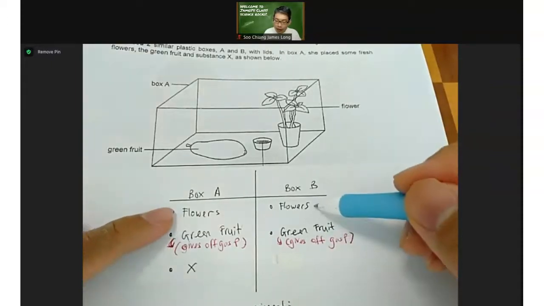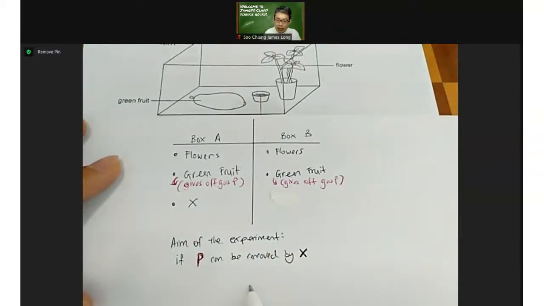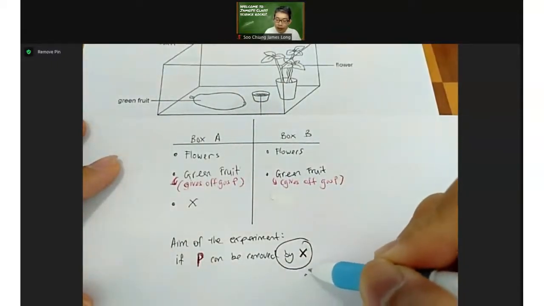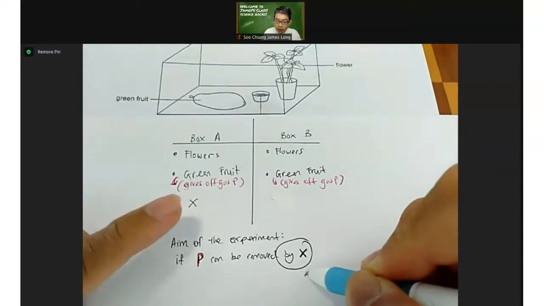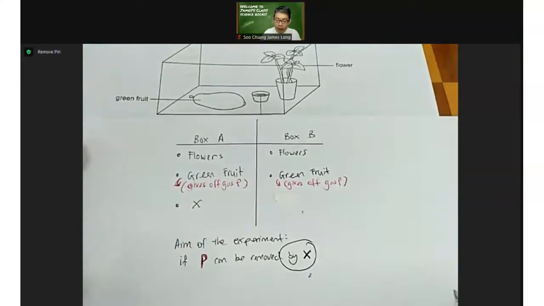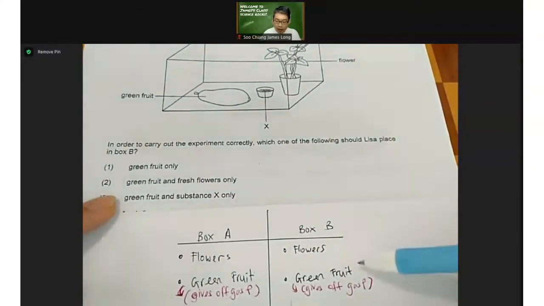We need to have the flowers and the fruit. So let's go back to the aim. If this is the aim, therefore, this would be your change variable. Change variable means it is present here, it is absent here. So understanding this will tell us the answer is number 2. Let's go to the next question.